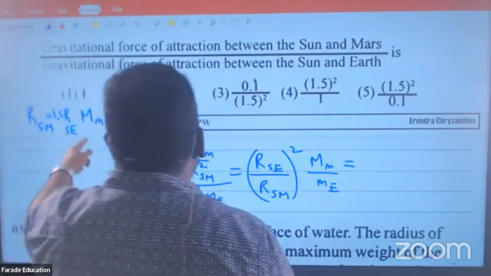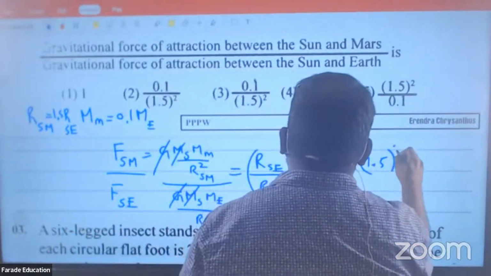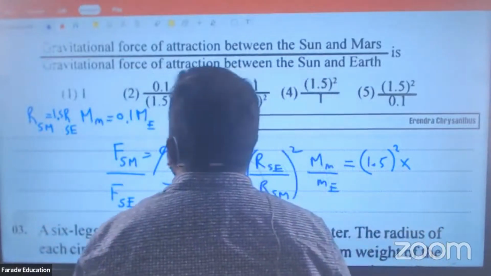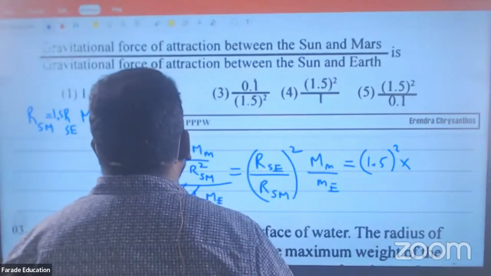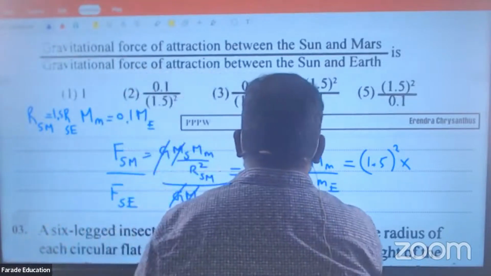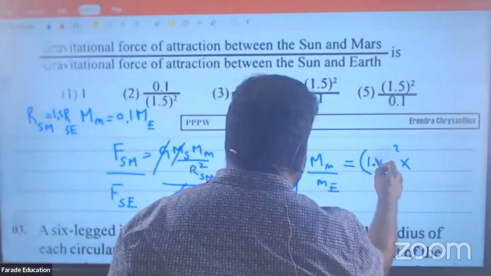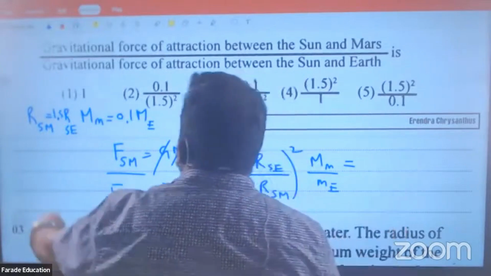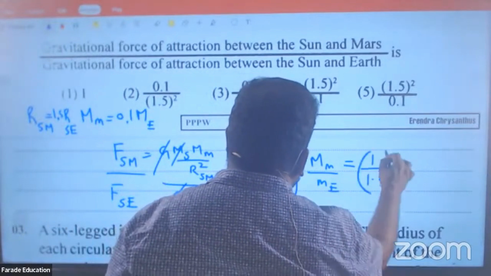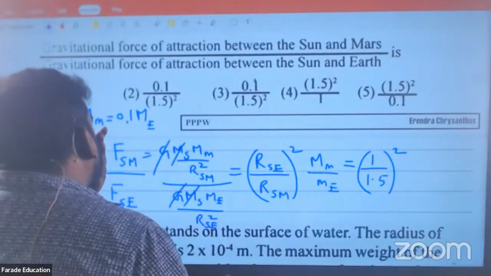So here, the ratio will be 1.5, 1.5 whole thing squared, mass of Mars to mass of Earth. Sorry, Sun to Earth. Here it is Sun to Earth, so this will be the reciprocal: 1 over 1.5, whole thing squared.